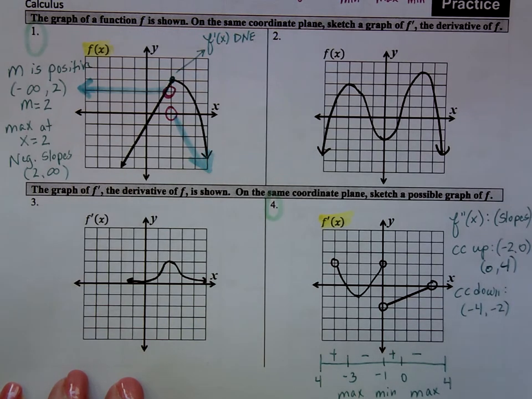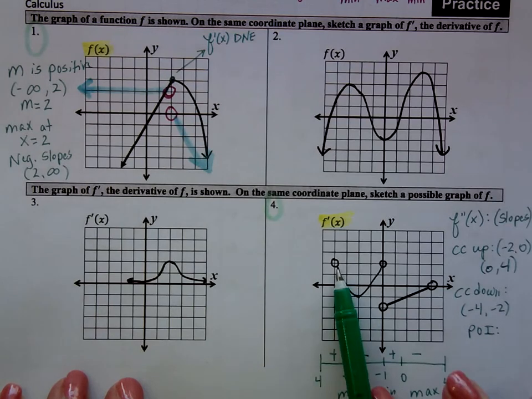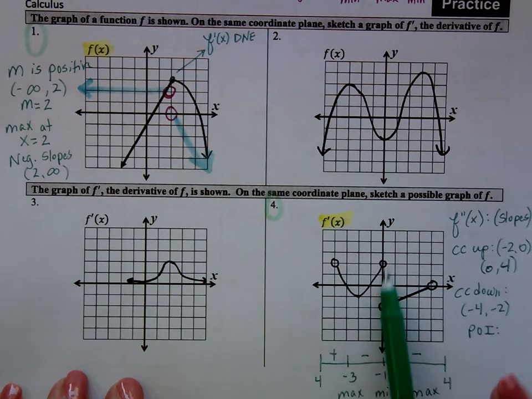All right, concave down, negative 4 to negative 2. That was the only part that's decreasing. Both of these are increasing, which means I actually have a point of inflection. My point of inflection is where it changes from positive to negative or negative to positive. That would be this location right here. So it went negative, positive, positive, which means that this is a point of inflection at x equals -2.